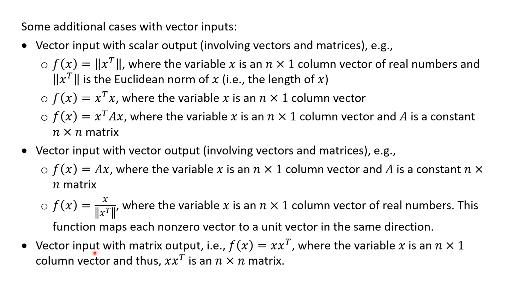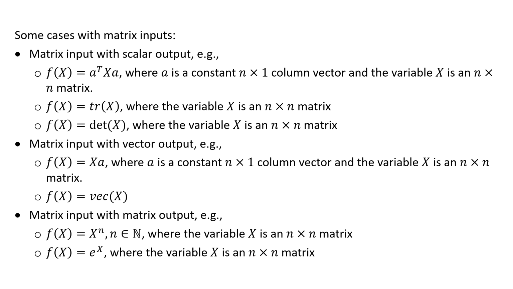And then here we have a vector input and a matrix output. This is the outer product, which I discussed in my linear algebra series. And when you take a column vector times a row vector, you're going to get a matrix, an n by n matrix in this case.